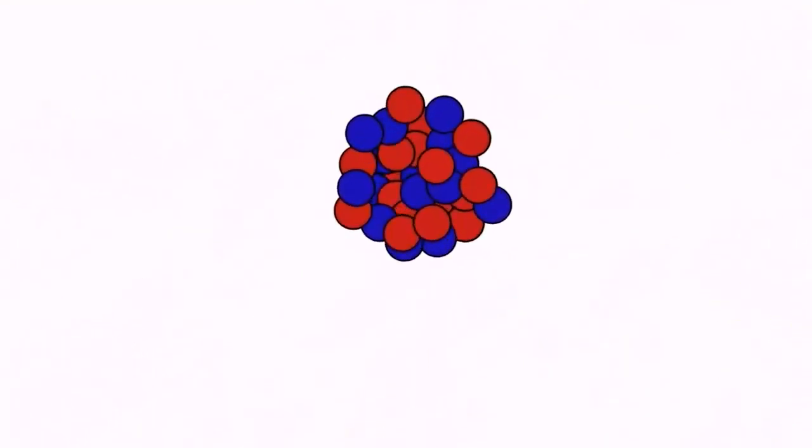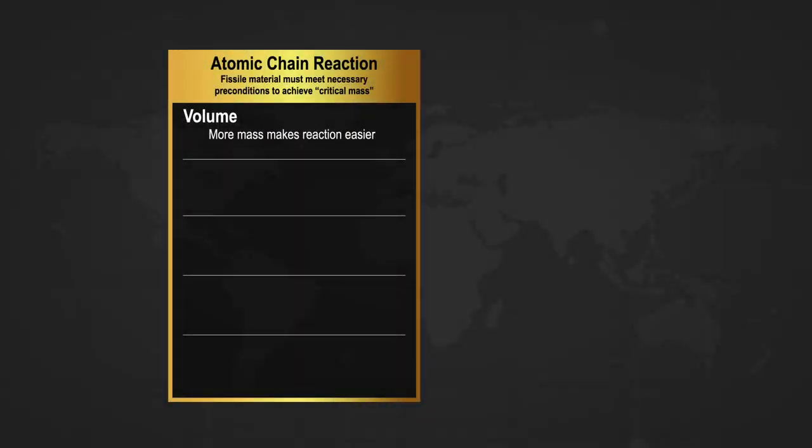All the atoms are engaged and the bomb blows up. Now, in theory, this is a pretty simple process, but there's a lot more to it than that. In order to get a chain reaction to exponentiate, you need to have a critical mass of fissile material. A critical mass is just the smallest amount of fissile material that's needed for a sustained atomic chain reaction.